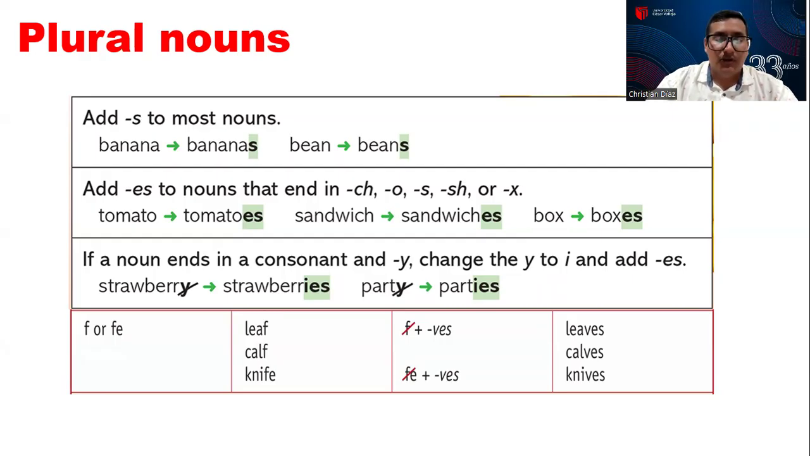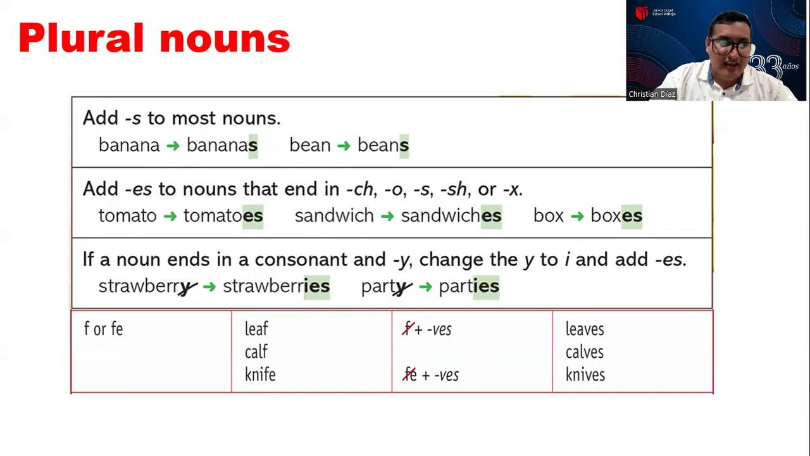But if there is a vowel before the y, it's rule number one. Just add s. For example, toy, toys, right? Just s. When the noun finishes in f or fe, we change that f for ves, like leaf, leaves, knife, knives. Don't forget it. This is a special case for f.